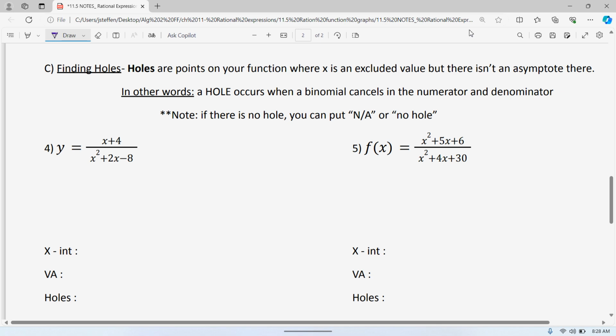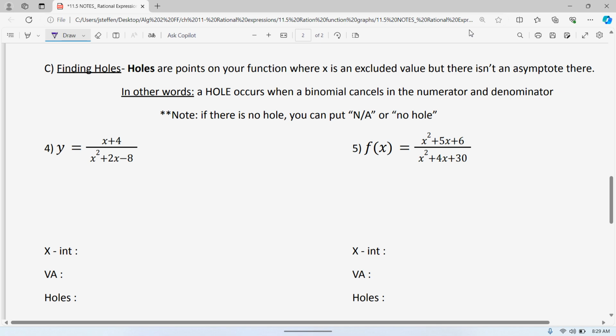A hole occurs when a binomial cancels in the numerator and the denominator. Technically, it doesn't have to be a binomial, but for our purposes, it'll always be a binomial. So anytime you have something cancel in the numerator and denominator, like an x plus 5 in the numerator and x plus 5 in the denominator, you cancel those, and you're going to have a hole there. Anytime it cancels, that makes it a hole, not an asymptote.